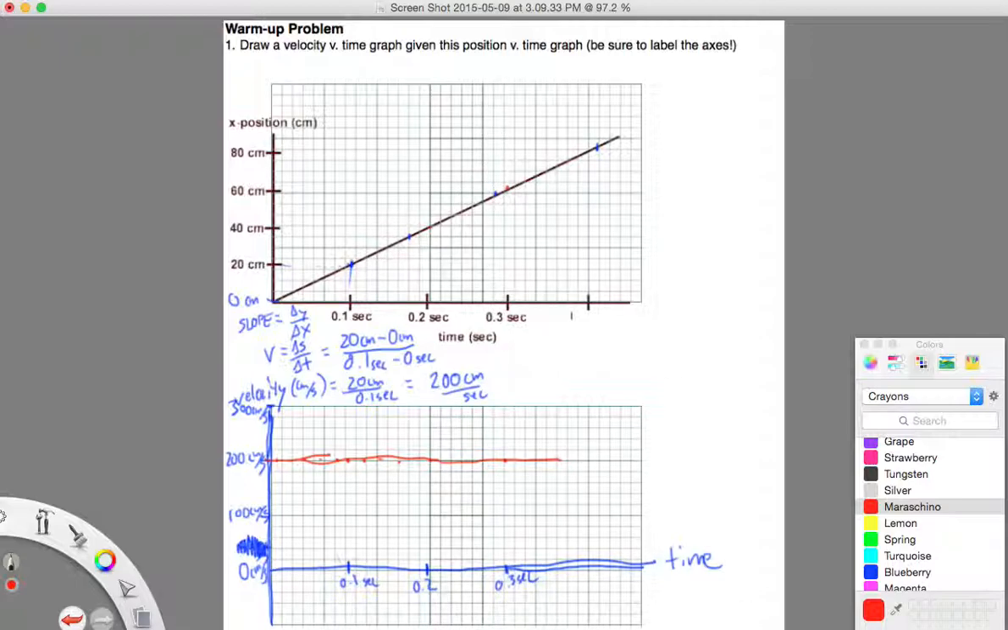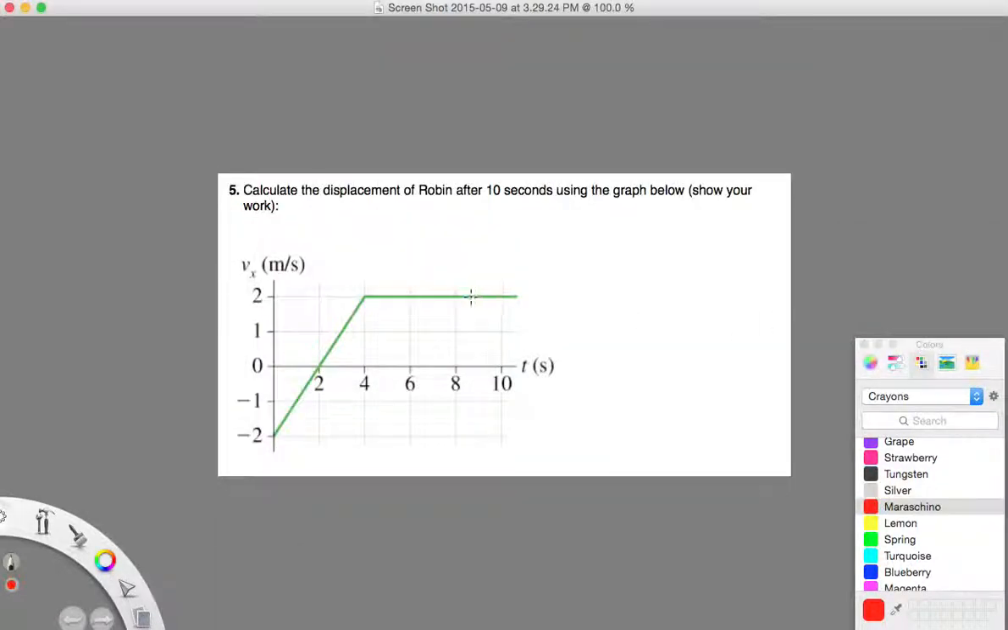Got it? Great. Let's take a look now at another problem where you have to find the area underneath a curve. This is problem number 5 in your practice problems. So like we said before, the velocity is change in position over change in time. So if you want to get the change in position by itself, which is also known as the displacement, you take velocity times delta t. This question says calculate the displacement of Robin after 10 seconds using the graph below. Show your work.